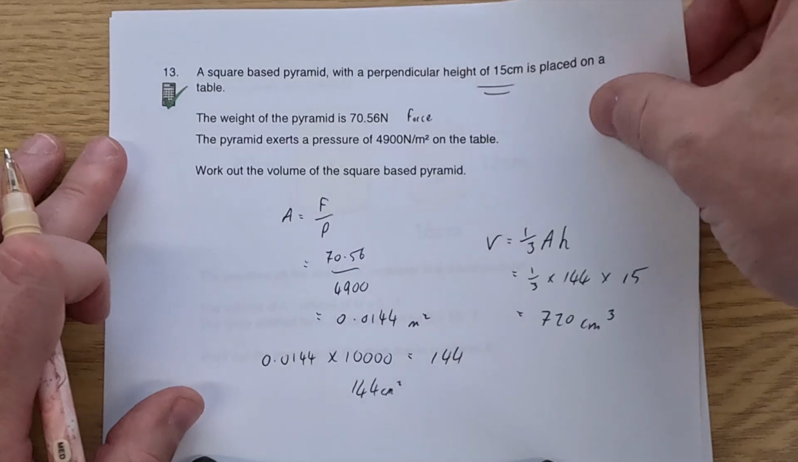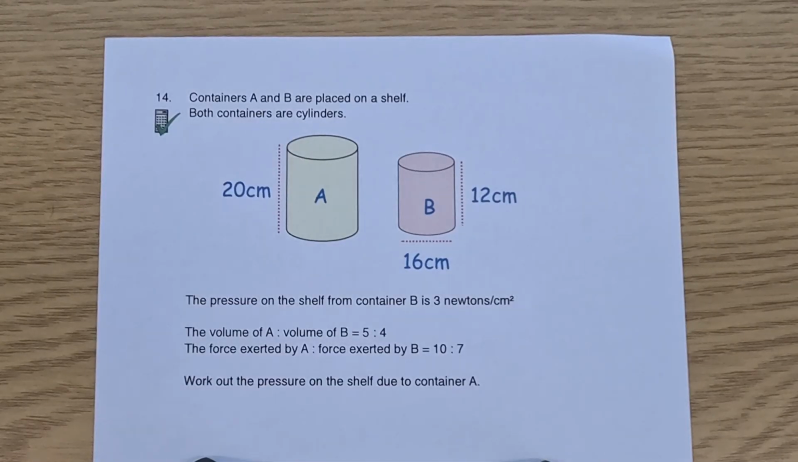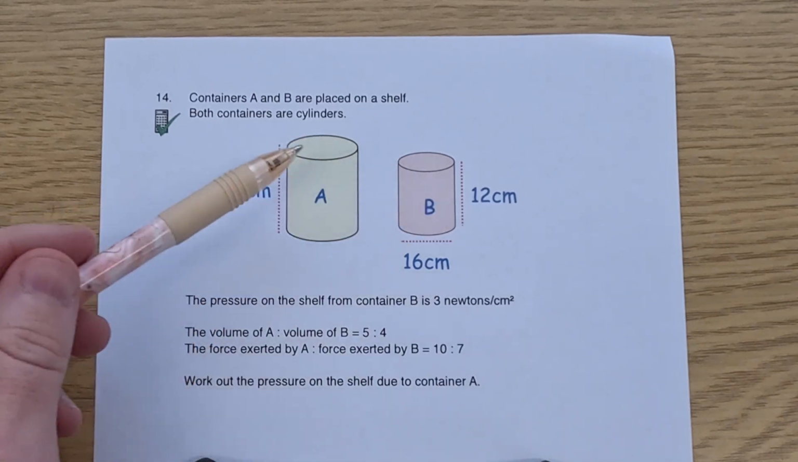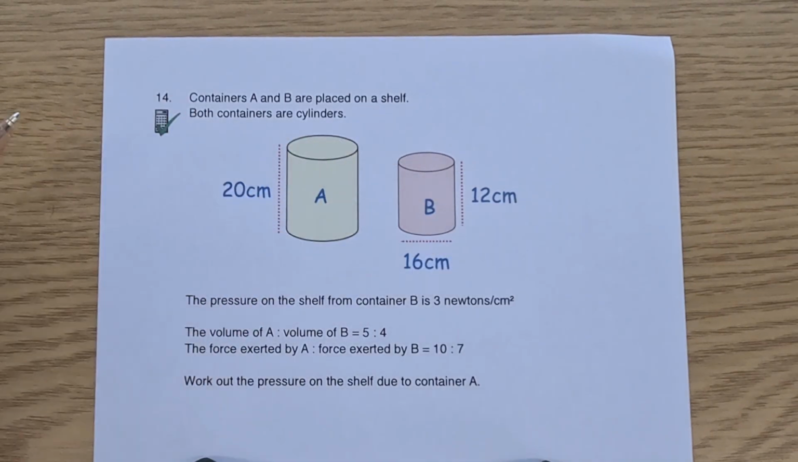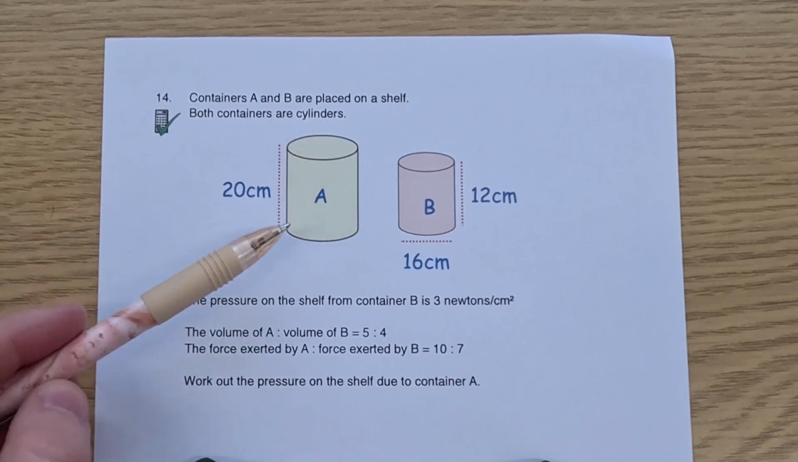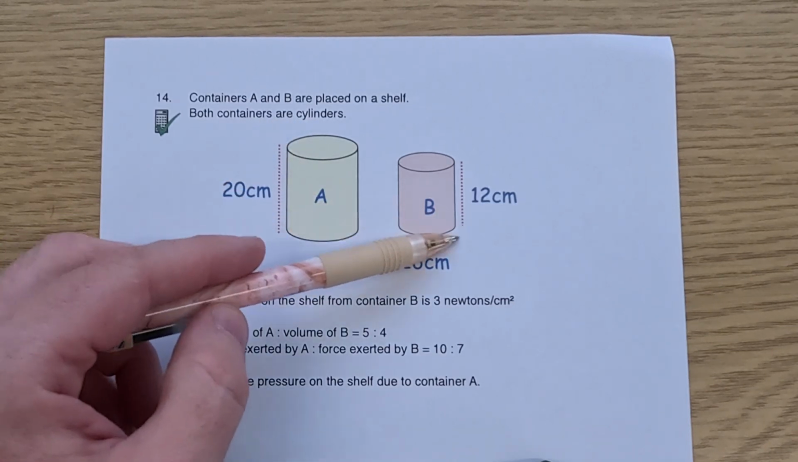Okay, let's look at our next question, question number 14. There's a lot of information in this question. We're told the containers A and B are placed on a shelf. So we've got these two containers placed on a shelf, and both containers are cylinders. So that means the base of both of these shapes will be circles.